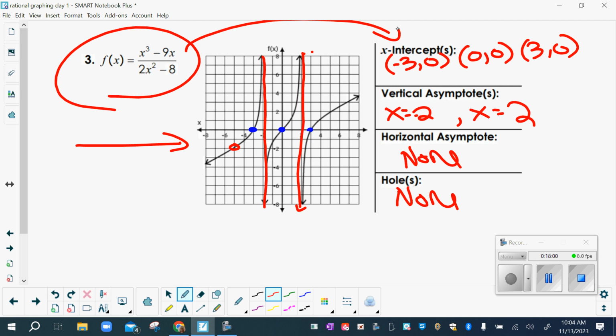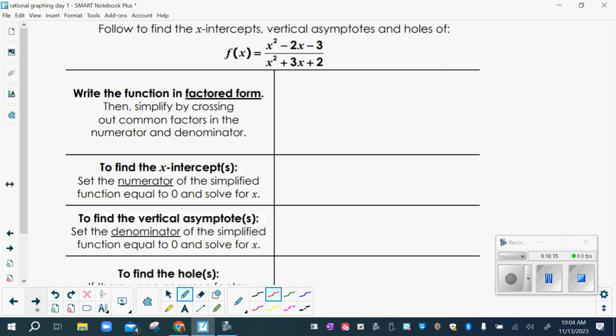Are you ready? Turn your paper over. I have got the steps on it. You don't want to lose this because this is literally your little instruction manual of how to do this. Are you guys ready? Here we go.